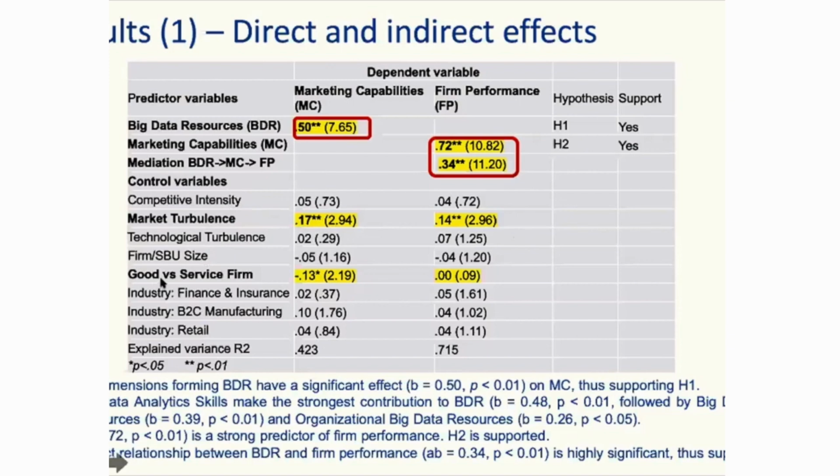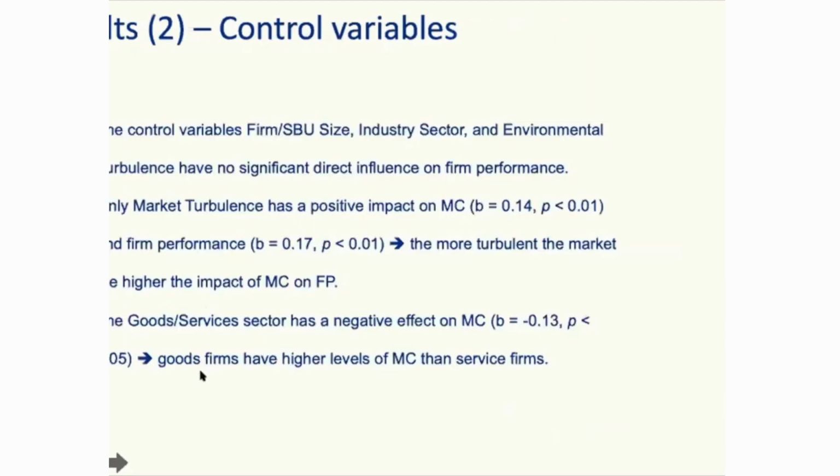But you can see also that in service firms, big data management has a higher impact on firm performance than in goods firms, which is quite understandable because in service firms, by nature, firms have stronger relationships and more contact with customers than in goods producing firms. CRM, which is related to big data management, is more important in service firms.